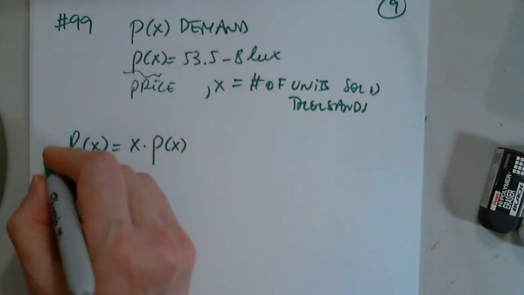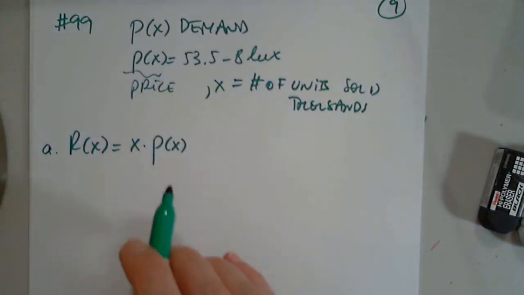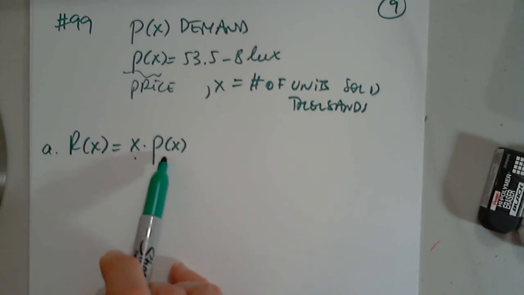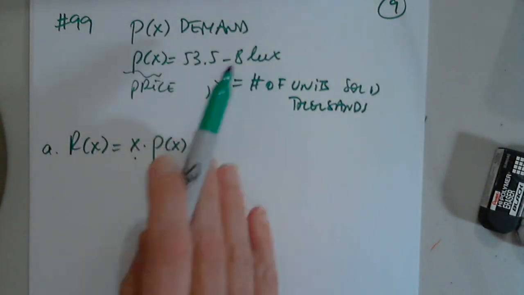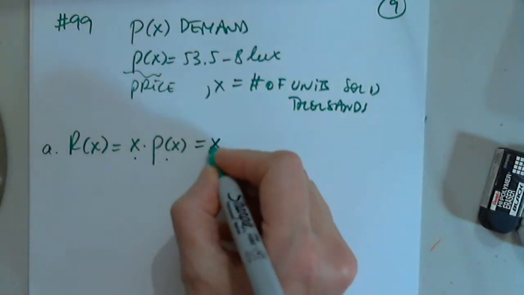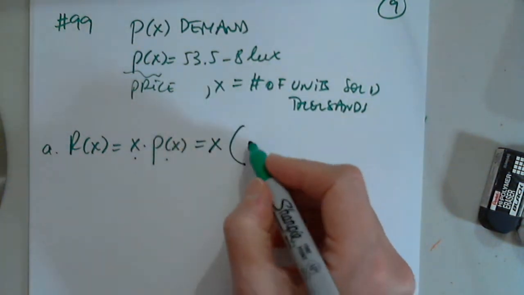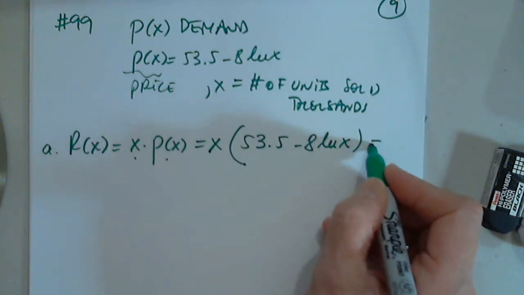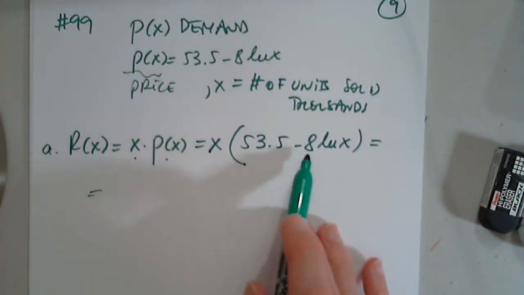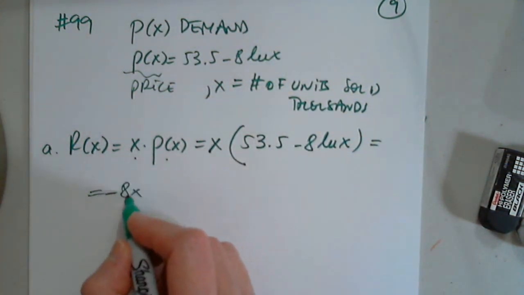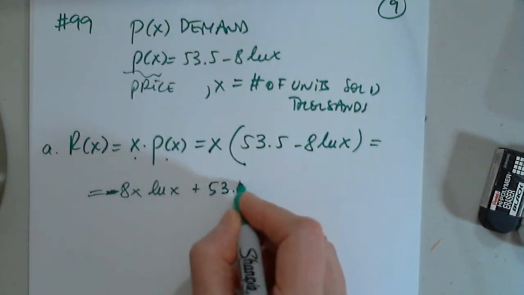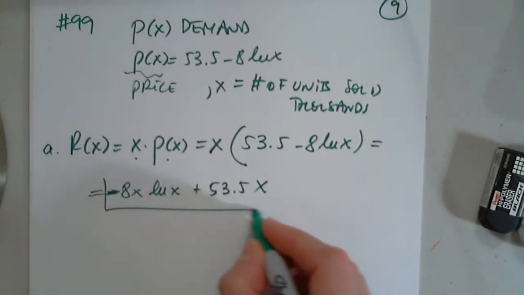So they already gave us the formula. The revenue is the number of units we sell times the price per unit, and the price per unit is this function. So I'm just going to write X times, in parentheses, 53.5 minus 8 natural log X. And I will distribute correctly: negative 8x natural log X plus 53.5x.